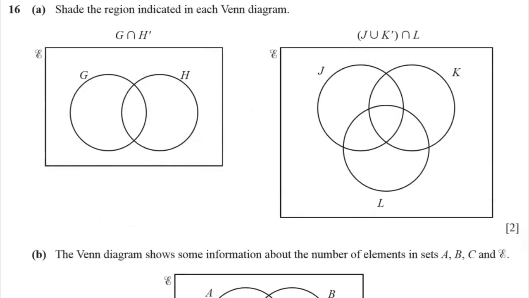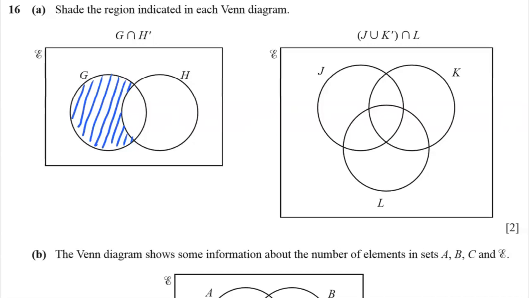Question 16, shade the region indicated in each Venn diagram. Okay, I love these questions. G and H, or G intersecting not H. It's not and H, it's not H. G intersecting not H means it has to be in G. It also has to not be in H. There's only one place where that happens, where we're inside of the G circle, but we can't be inside the H circle. So don't go over that line or you may fail.